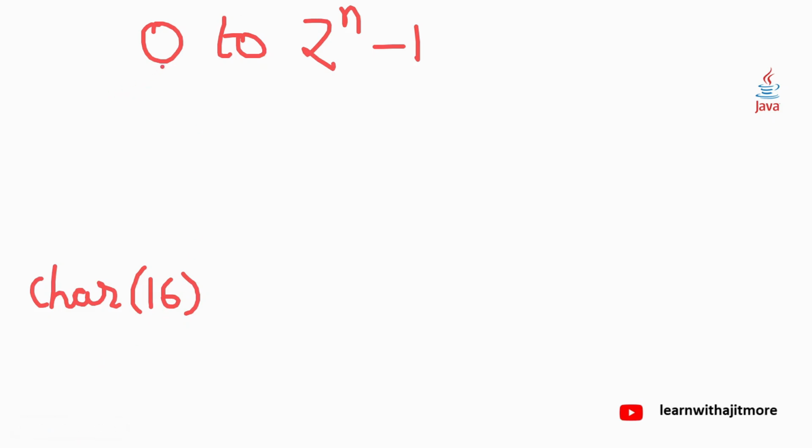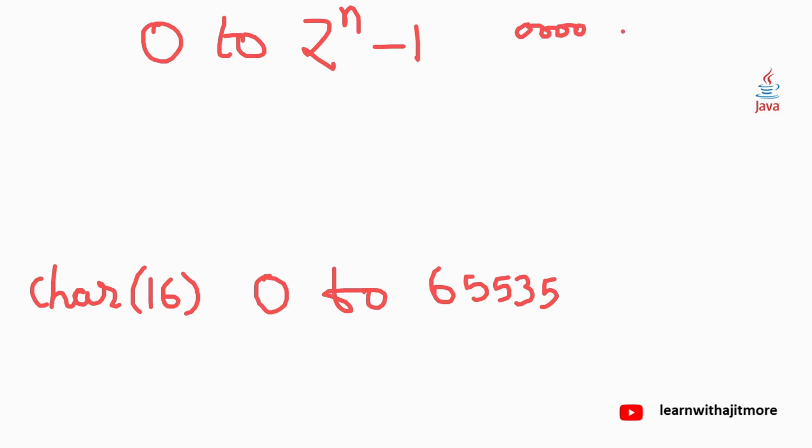Understanding? So what will be the minimum value? 0. And what will be maximum? 2 raised to 16 minus 1, because it is 16 bit. Now 2 raised to 16 is 65536, minus 1 will be 65535. Means if you consider their binary, it goes from all 16 bits 0 till all 16 bits 1.